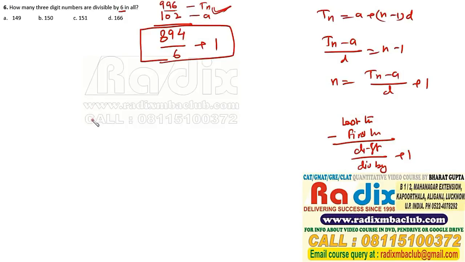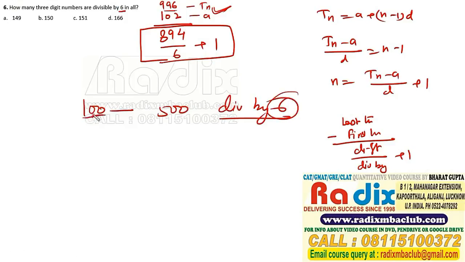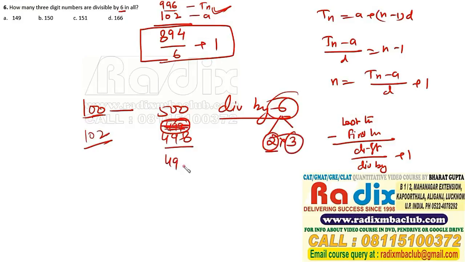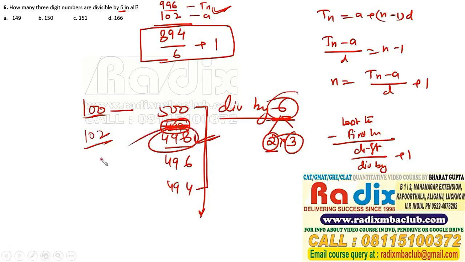Now one more example: 100 to 500 divisible by 6. We will first of all calculate the last number, because after 100, 102 is divisible by 6. Now from 500, the next number would be 498. We can't take 499 because we have to check divisibility by 6. For that we need to check for 2 and 3. For 2, 499 would not be possible. 498, 496, 494, and because we are checking for divisible by 6, we will not go further than this number. Now this number, yes, is divisible by 6, so this is the last number. Right? Next question.